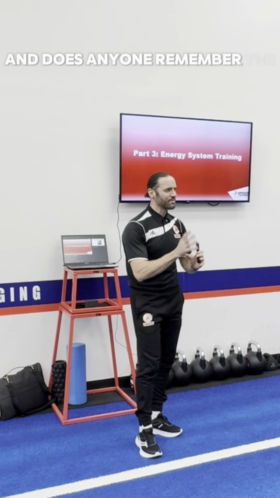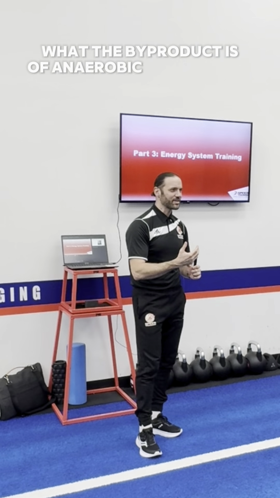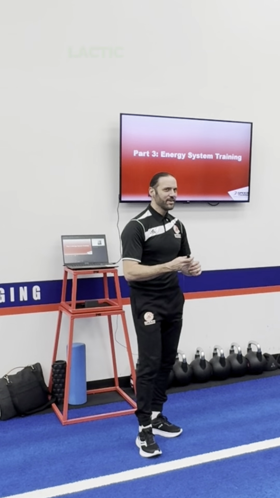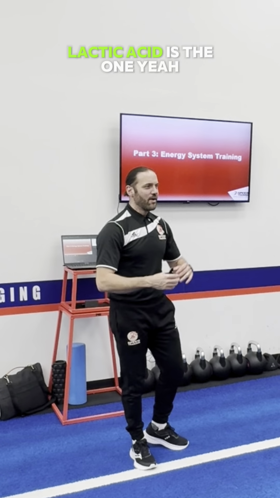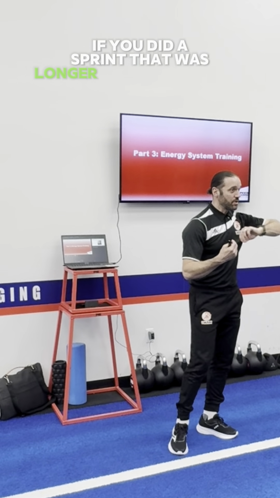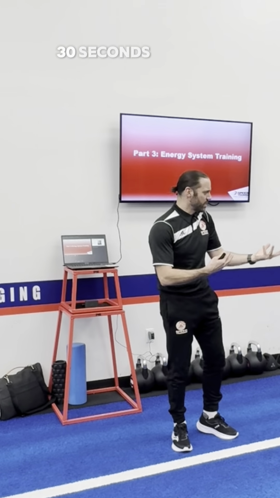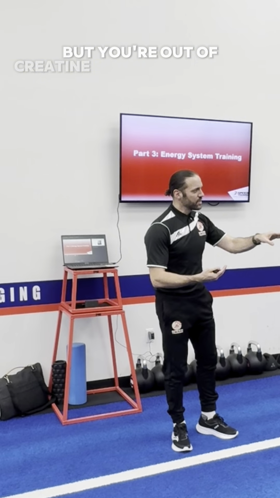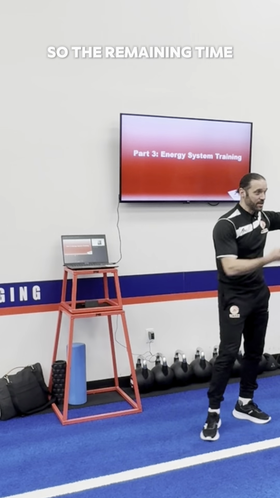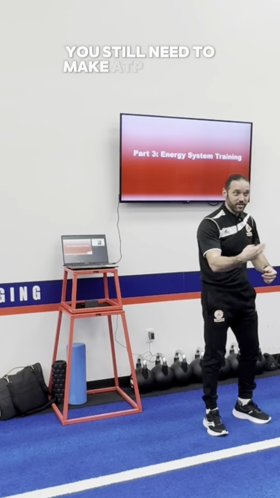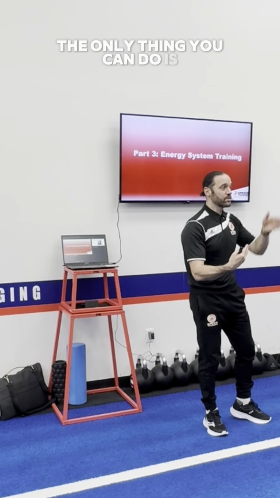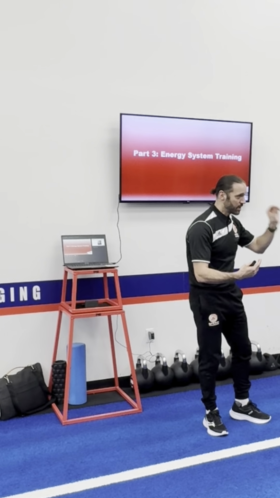And does anyone remember what the byproduct is of anaerobic glycolysis? Lactic acid is the one, yeah. So if you did a sprint that was longer than 6 seconds, imagine like a treadmill or a run or whatever, that's 20, 30 seconds, you could do that. But you're out of creatine after 8 seconds, so the remaining time of the sprint, you still need to make ATP quickly. The only thing you can do is just break down glucose anaerobically.